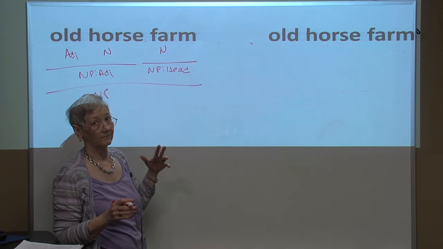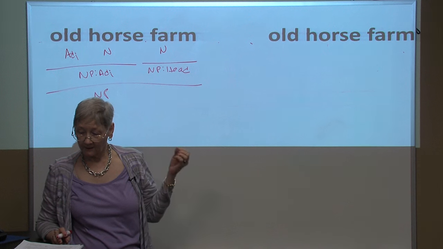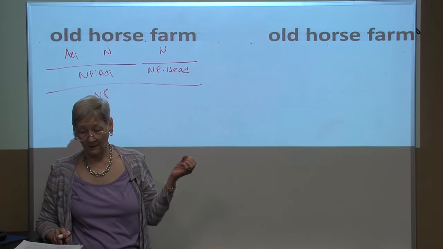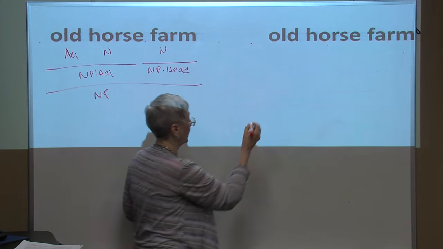We don't know the function because we don't have a sentence to put it in. The second structure, old, refers to horse farm. So the horse farm is old. So old is an adjective.